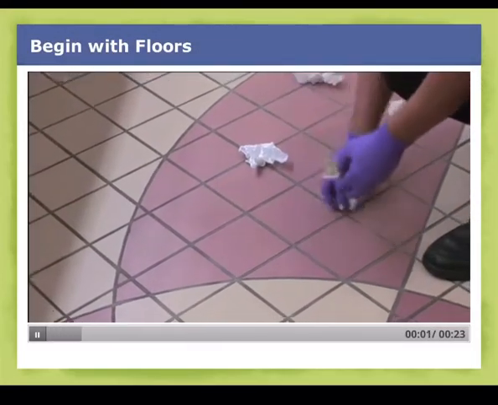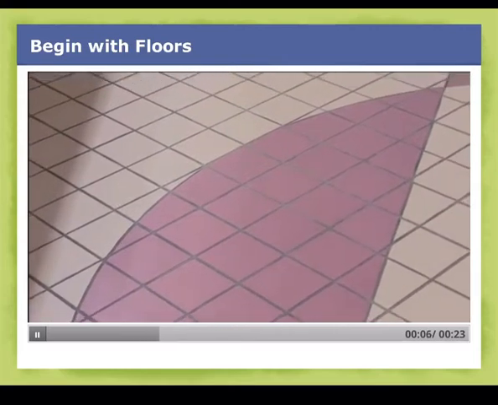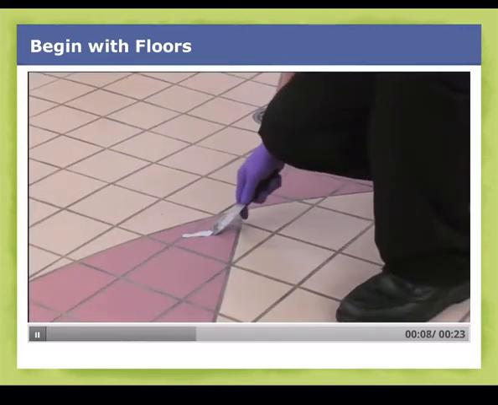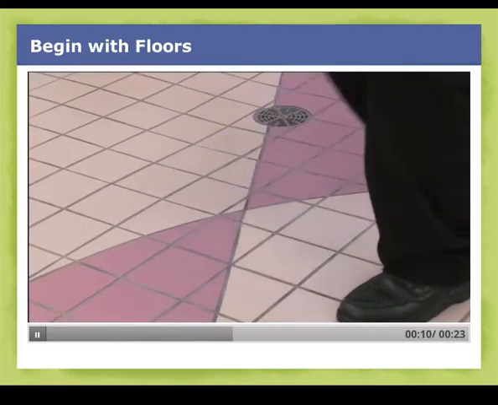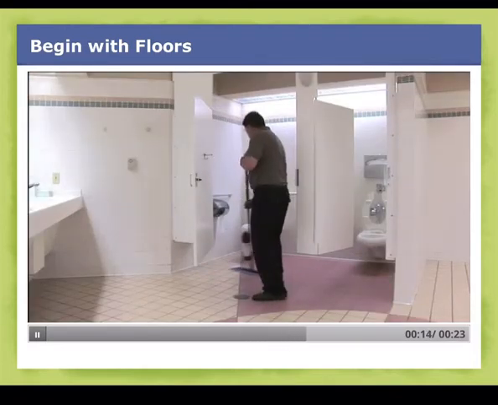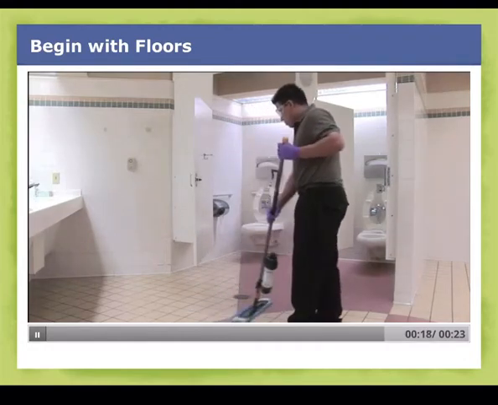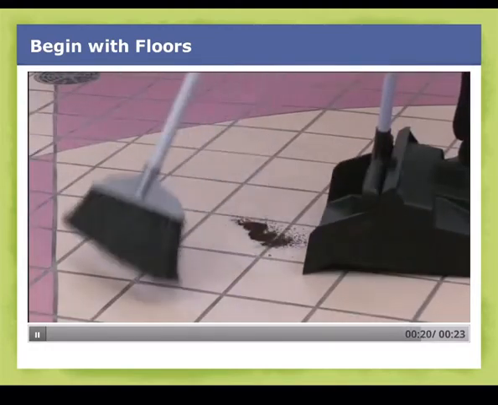Begin cleaning a restroom by cleaning the floor. Remove solid waste such as towels or tissues. Use a floor scraper to remove any material stuck to the floor, like gum. When sweeping, sweep only dry areas and begin in the furthest corner and work your way toward the door. Pick up soils with a dustpan and brush.